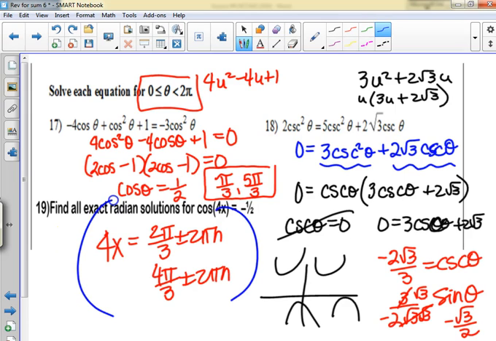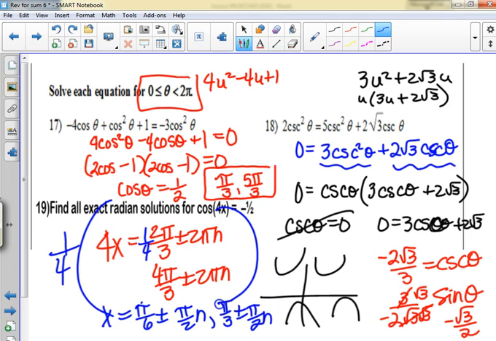Then you've got to take a fourth of everything. A fourth of this will be pi over 6, right? Did I do that right? 2 pi over 12 would be pi over 6, plus or minus pi over 2. And a fourth of that will be pi over 3. And I never finished this one. Sine is negative square root of 3 over 2 at 4 pi over 3 and 5 pi over 3.